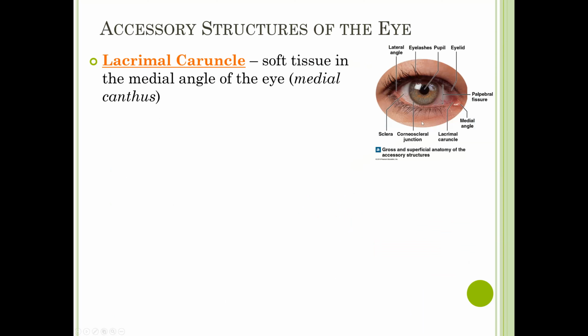In the corner of your eye, in the medial angle, which used to also be called the medial canthus, you have this soft tissue, right? This is that little bit of red soft tissue that you can see in the inside corner of your eye. This area is called the lacrimal caruncle, and this contains some glands as well. And the glands here also secrete various substances, and these substances actually contribute to those gritty deposits that you feel on the inside corner of your eye when you wake up in the morning.